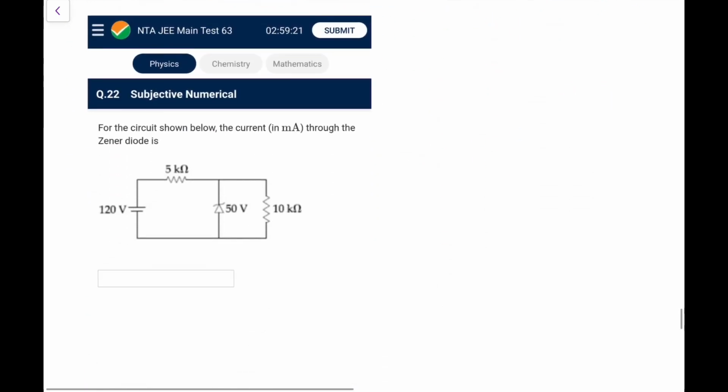Okay, next one. For the circuit shown below, find the current in milliampere through the Zener. The Zener diode will maintain a drop of 50. Because the drop is 50, the current through this would be 50 upon 10 kilo ohms, that is 5 milliampere. Now this is 50, so what it is 70.